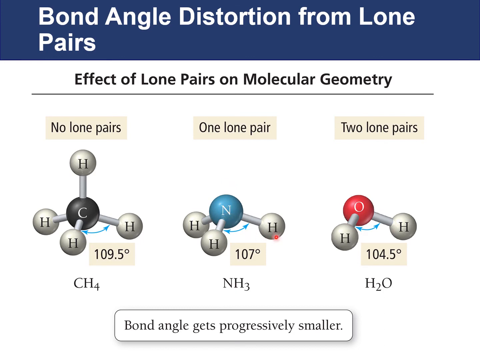If we replace another one of our groups with another set of lone pair electrons, as we have in water, the angle contracts even more. In the case of water, the bonding angle between the hydrogen, oxygen, and hydrogen is 104.5 degrees. So as you can see, as we increase the number of lone pairs on that central atom, the bond angle contracts. It goes from 109.5 to 107 to 104.5.